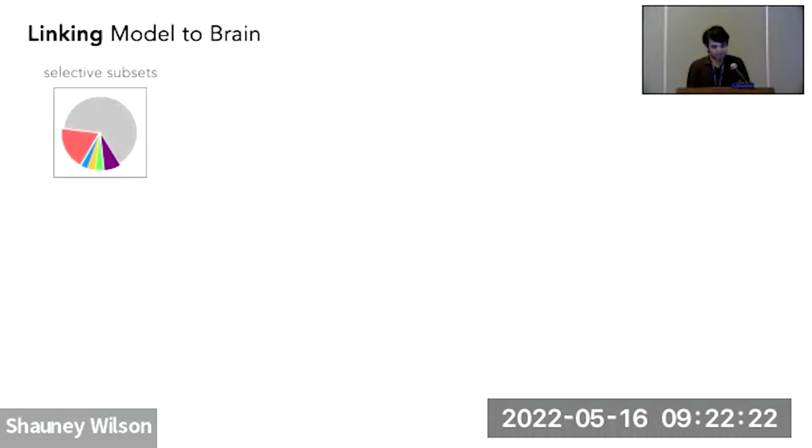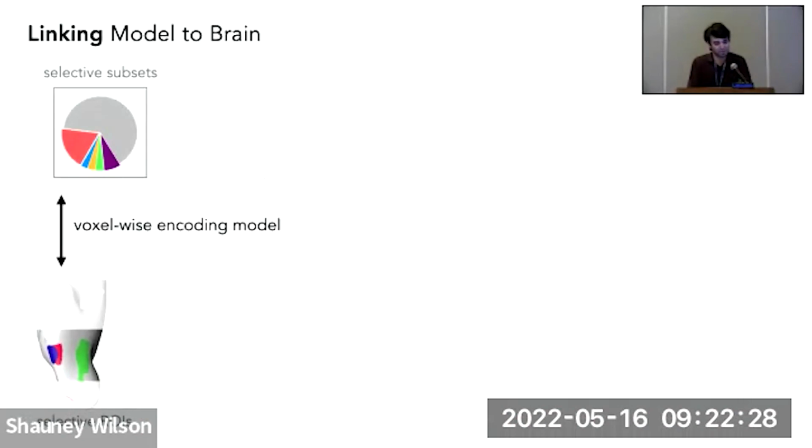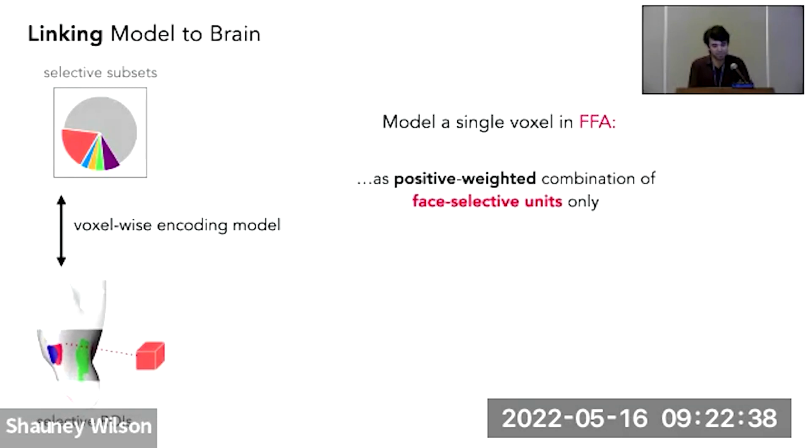To link the selective subsets of the model to their corresponding selective regions in the brain, we used a voxelized encoding model, but with some new constraints that depart from traditional methods. So take, for example, this voxel from FFA. We're going to model it as a positive weighted combination of face selective units only from the layer. In this way, only units that respond strongly to faces in the model can be used to predict voxels that respond strongly to faces in the brain.